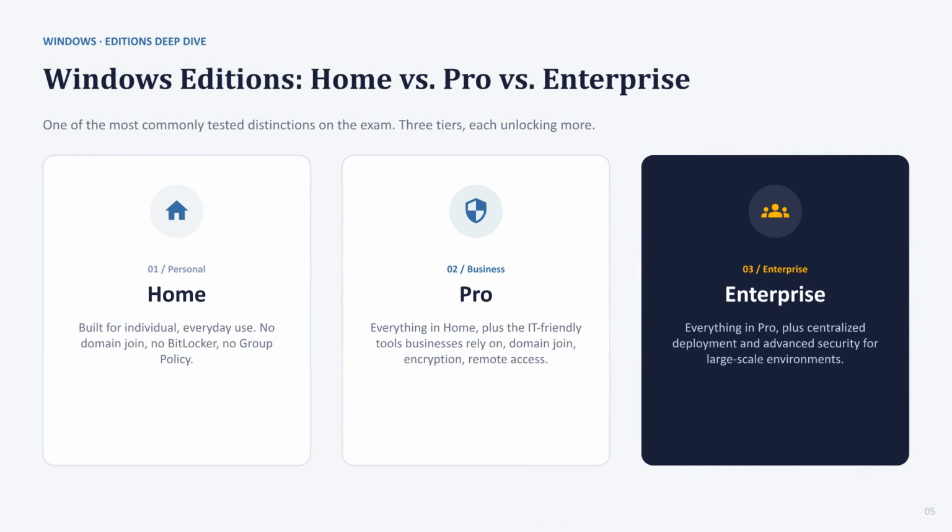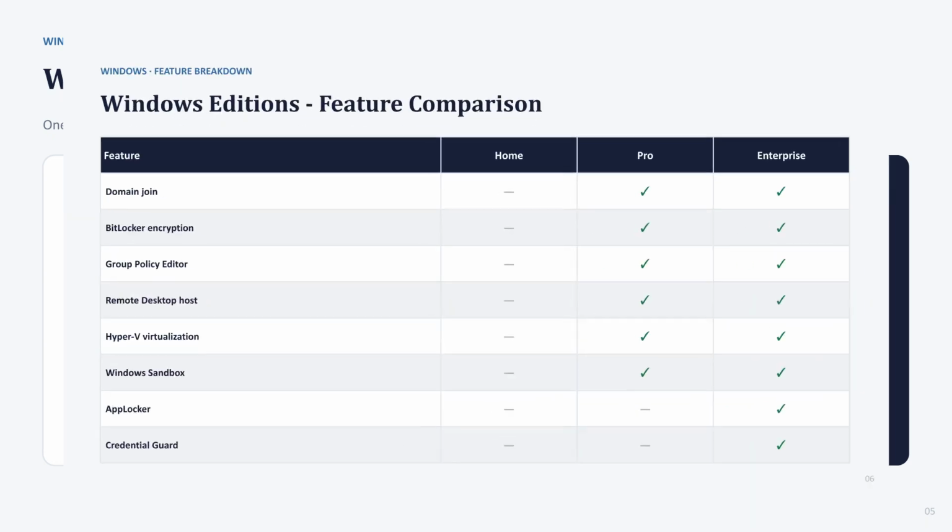There are 3 primary tiers: Home, designed for personal use; Pro, which introduces business-oriented features; and Enterprise, which expands upon Pro by offering tools tailored for large organizations. We will now analyze the specific features provided by each edition.